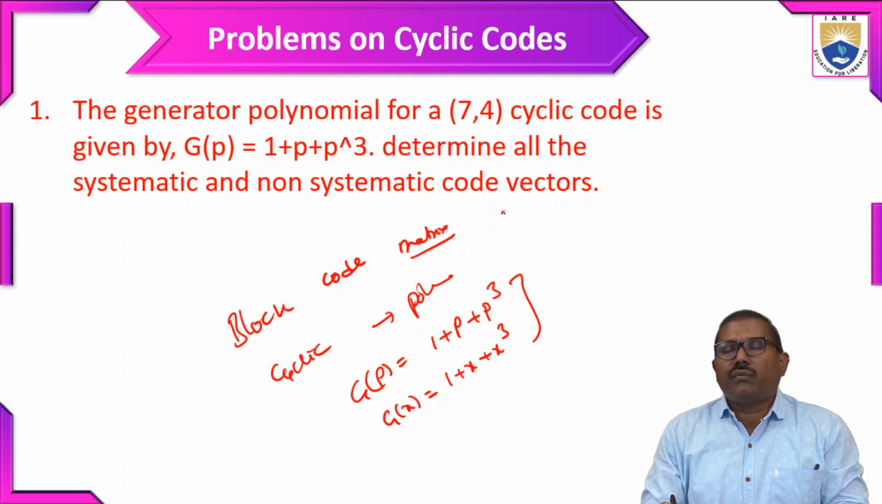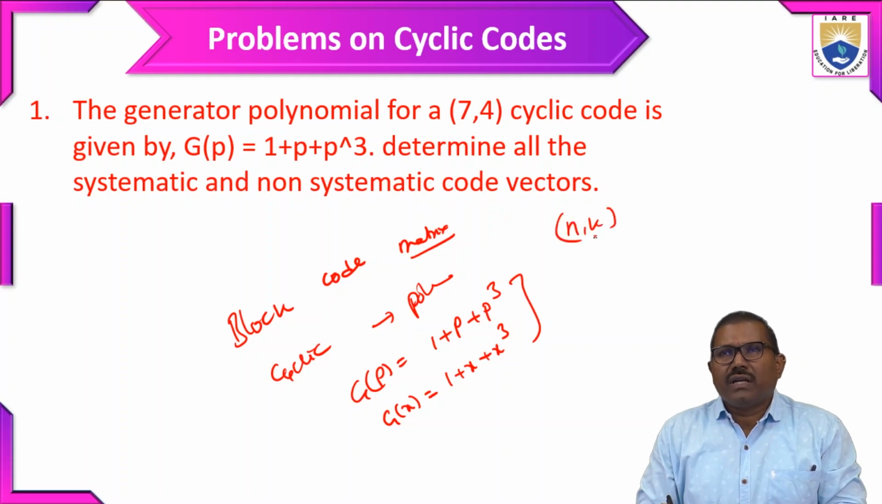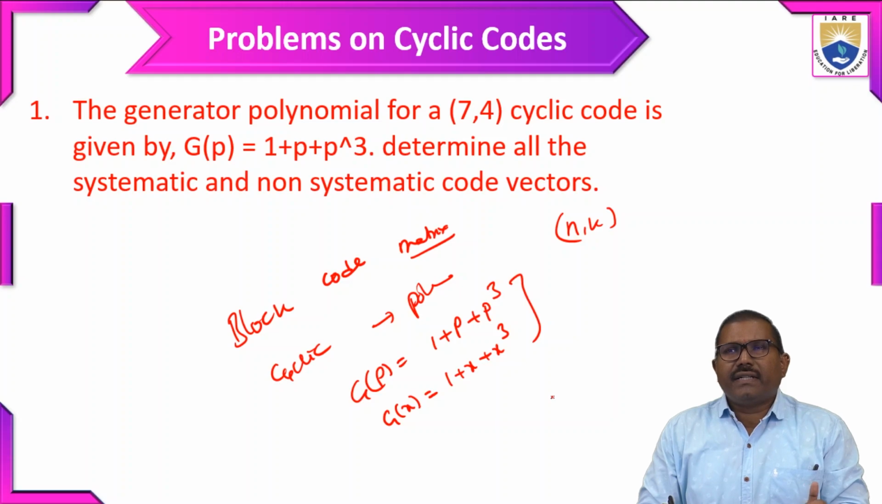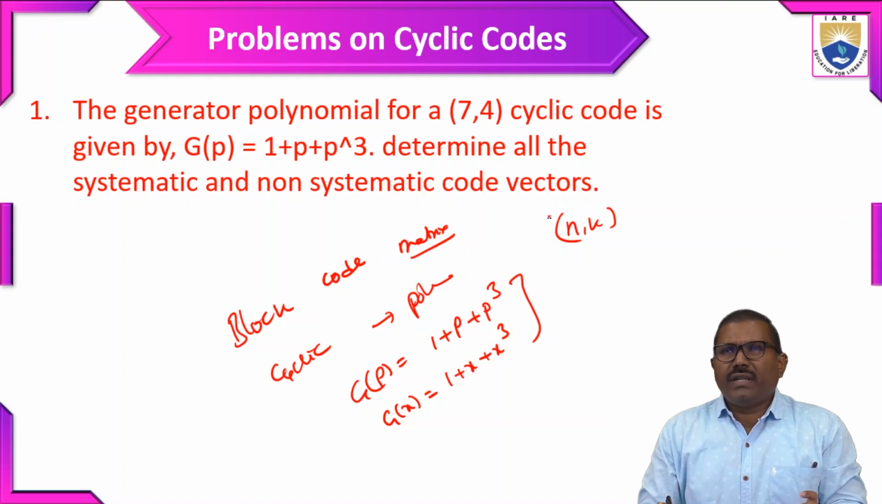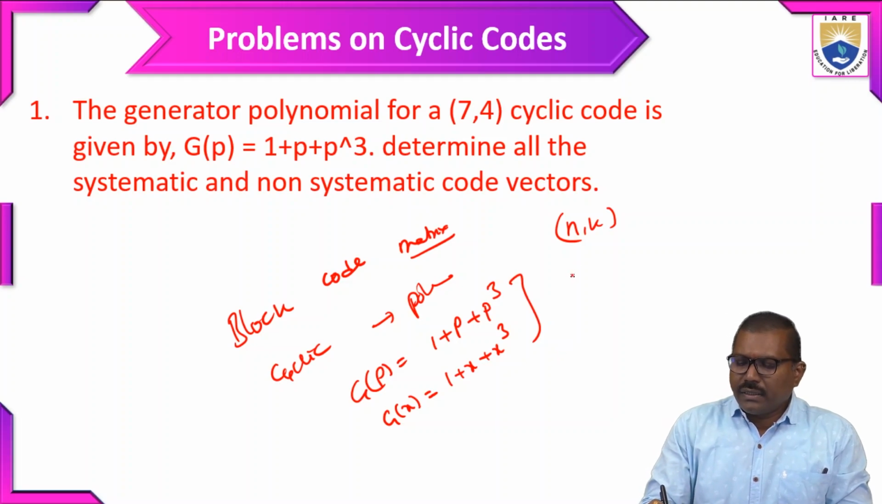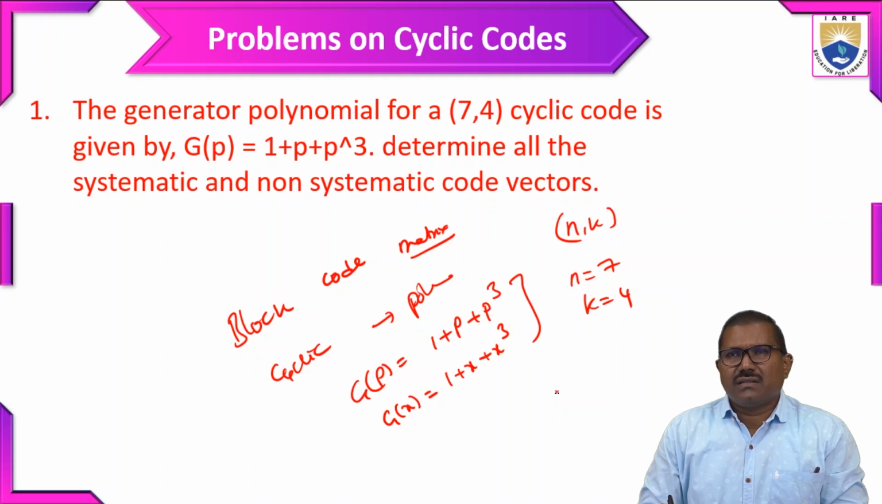What is that (7,4)? It is nothing but in the form of (n,k). n gives the length of the code, and k gives the message block or message polynomial size. By comparing this (n,k) to the given (7,4), you can say that n is 7 and k is 4. It means the length of the code is 7 bits, whereas the message is 4 bits.